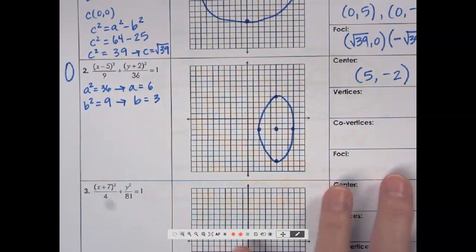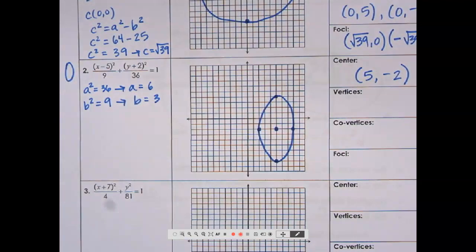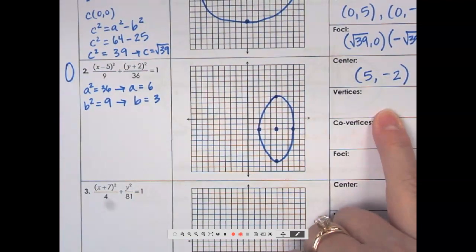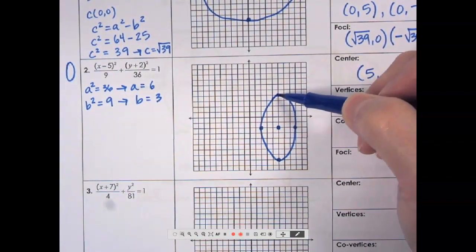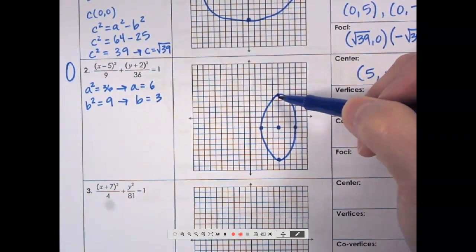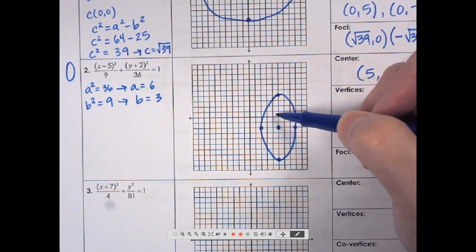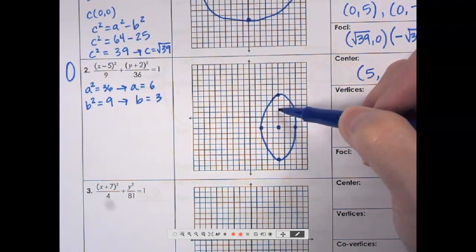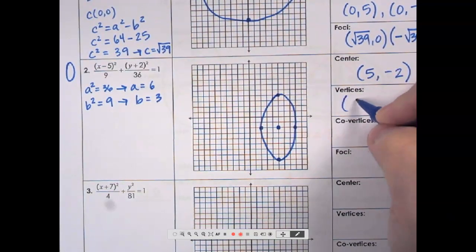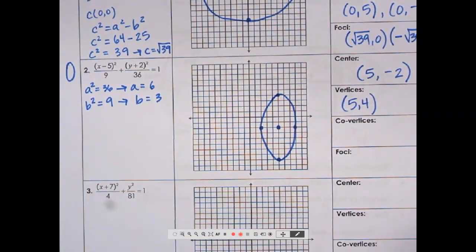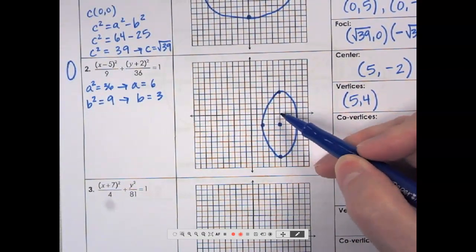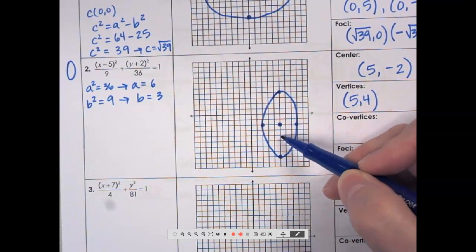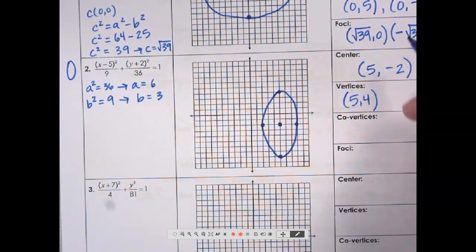Now for the vertices and co-vertices, I'm going to go back to my graph and just pick out those ordered pairs. So the vertices are the ones farthest. So what is that ordered pair there? 1, 2, 3, 4, 5. 1, 2, 3, 4. 5, 4. Okay, what is this ordered pair down here? Well, I went over 5, down 2, 3, 4, 5, 6, 7, 8. 5, negative 8.